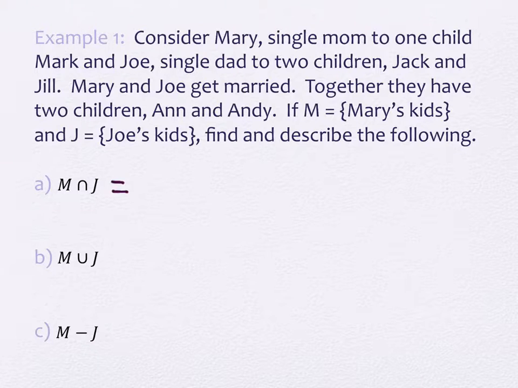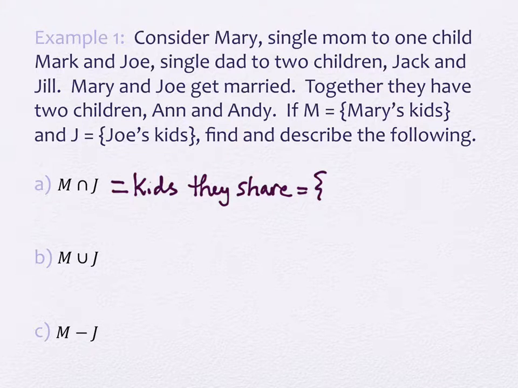So what would M intersect J look like? Who would that be? That would be Ann and Andy. So this would be the kids they share, they have in common, that they're both the biological parents for. And in our situation here, that's Ann and Andy.